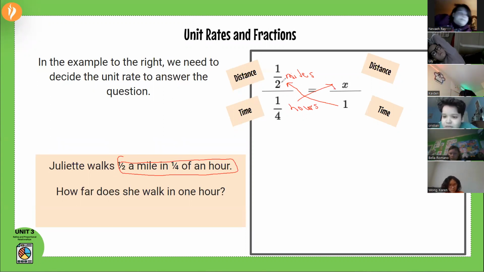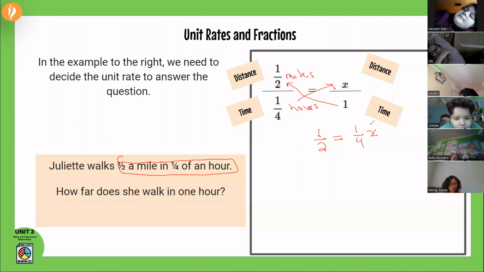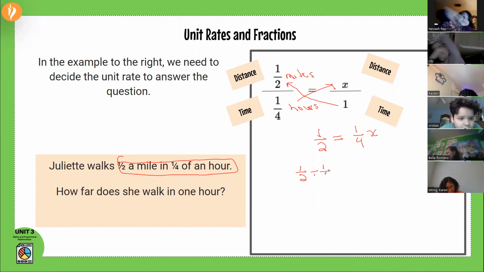So 1 times 1/2 is 1/2, right? What's 1/4 times x? 1/4 times x is 1/4 x. Yep, thank you, Evan. And then whatever is being multiplied by the variable, which in this situation is 1/4, that's what we divide by. So we're going to divide 1/2 by 1/4. And we're going to divide 1/4 x by 1/4. So basically all that does is it gets rid of our 1/4.